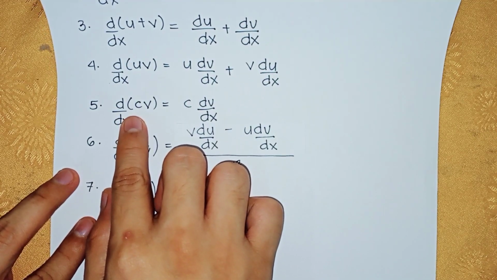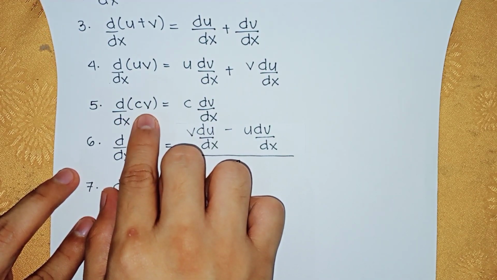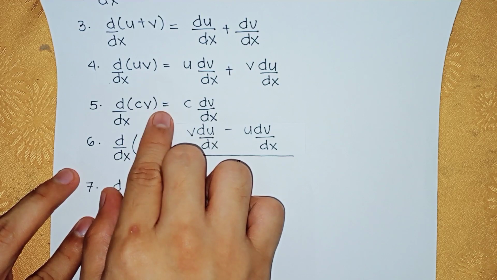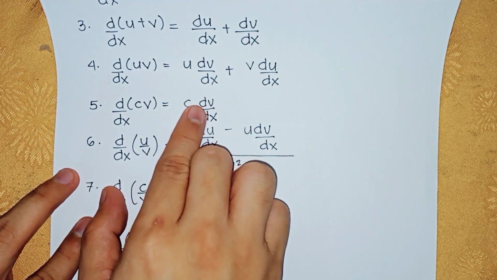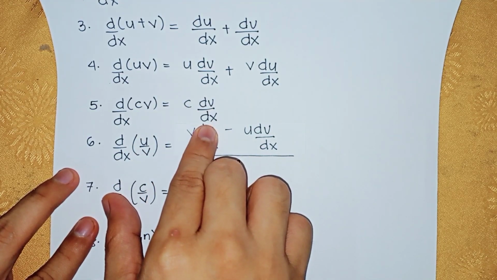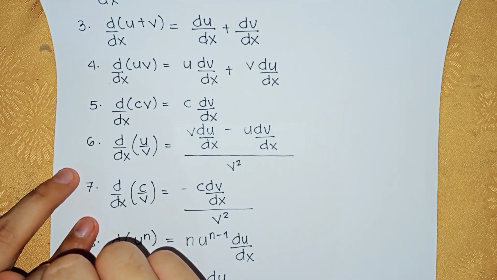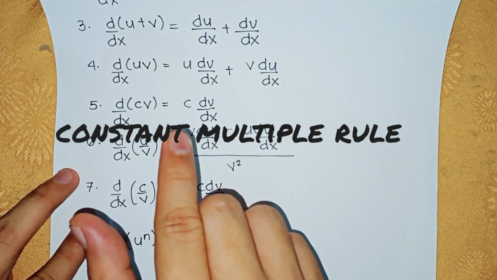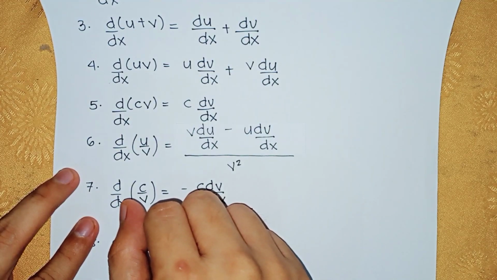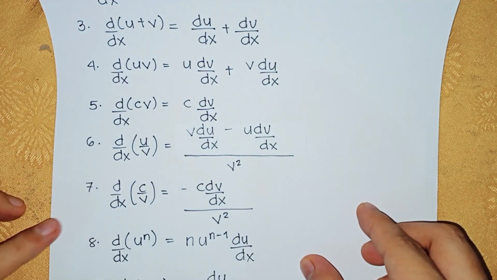The derivative of a constant times a function equals the constant times the derivative of the function. This rule is called the constant multiple rule. Later we will have examples of that.